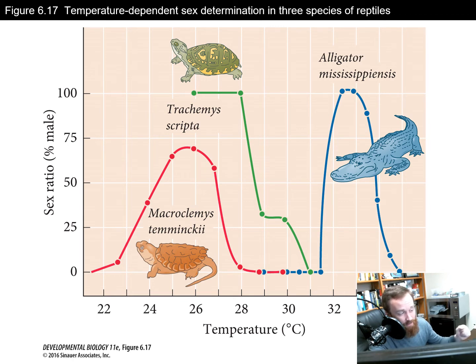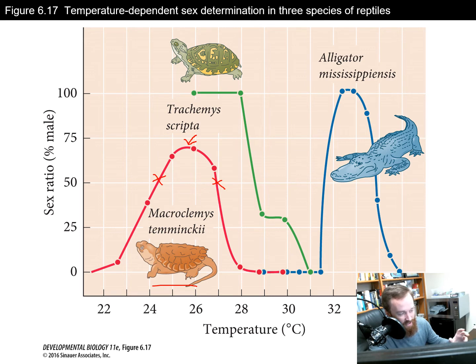But they have a temperature-dependent sex determination mechanism. And so depending on what temperature the eggs are incubated at, we have different ratios of males and females. And so in the common snapping turtle, we see that if you increase the temperature to about 26 degrees, you end up with a lot more males. But if you were to do about 24.5 or about 27 degrees, then you end up with a 50-50 ratio.